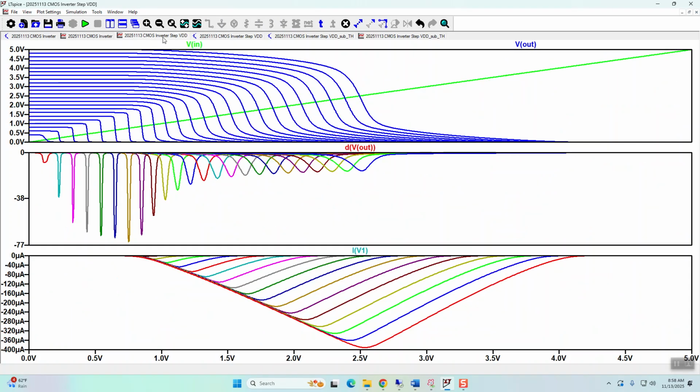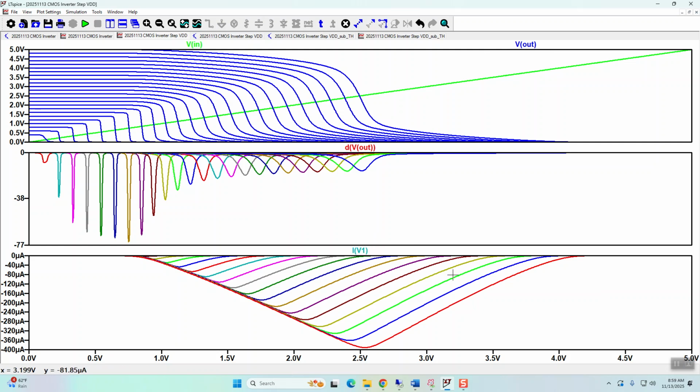So let's look at that. So here is where we started, right? That's the original one at 5 volts VDD, and we're just making VDD smaller and smaller and smaller. Notice as we get lower, the curve gets sharper, right? And actually, we're getting more gain at a lower VDD.